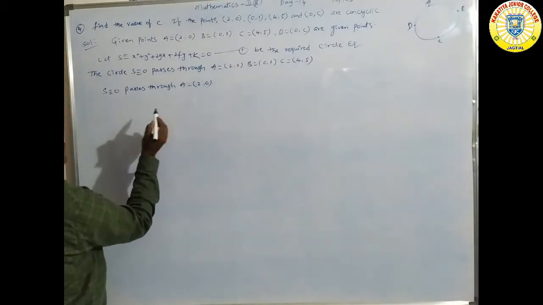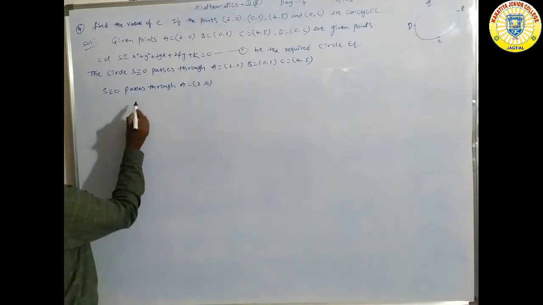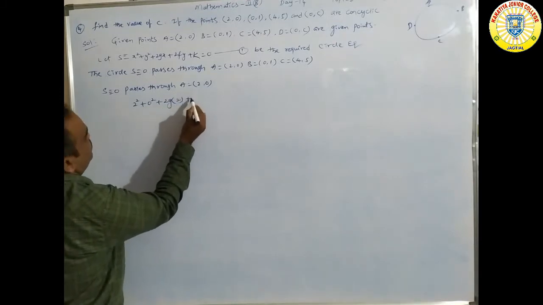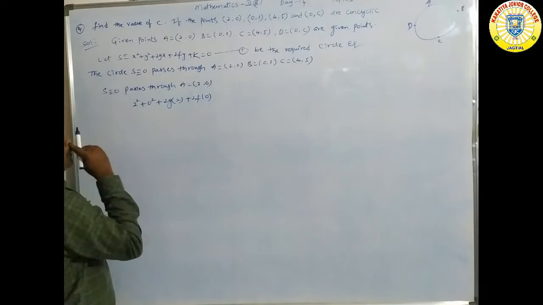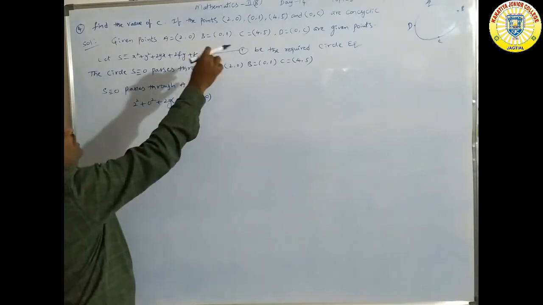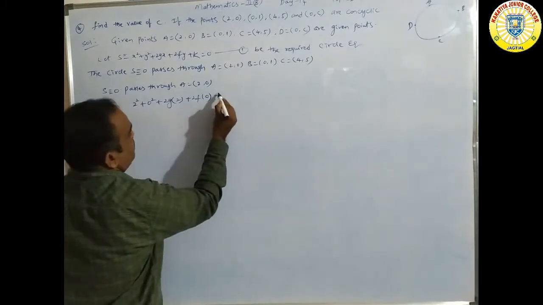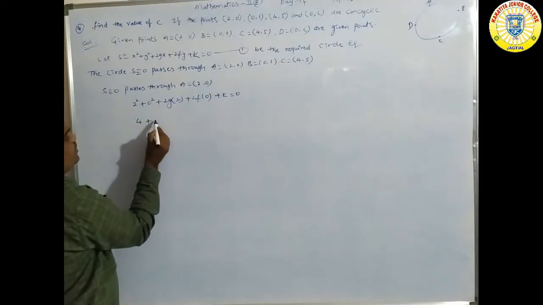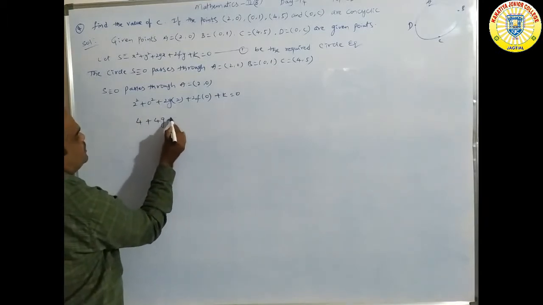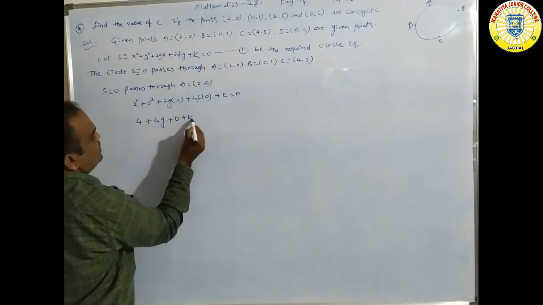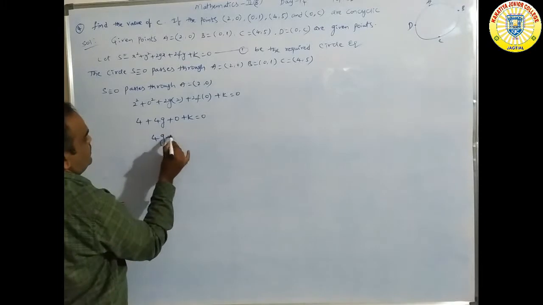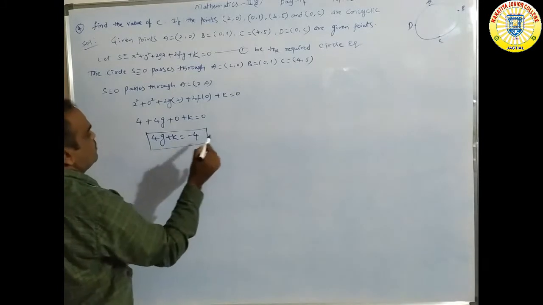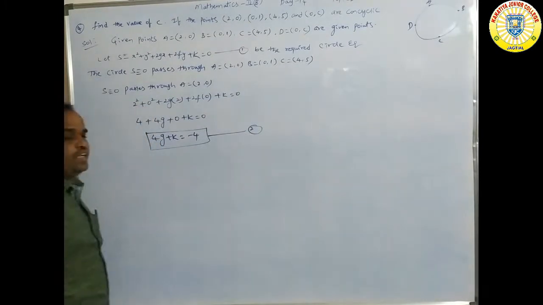First, S equals 0 passes through A (2, 0). Here we substitute x equals 2, y equals 0. x square is 2 square, y is 0, 2g into x is 2, 2f into y is 0, plus k equals 0. 2 square is 4, plus 0 square is 0, 2g into 2 is 4g, 2f into 0 is 0, plus k equals 0. So 4g plus k equals minus 4. This is equation 2.